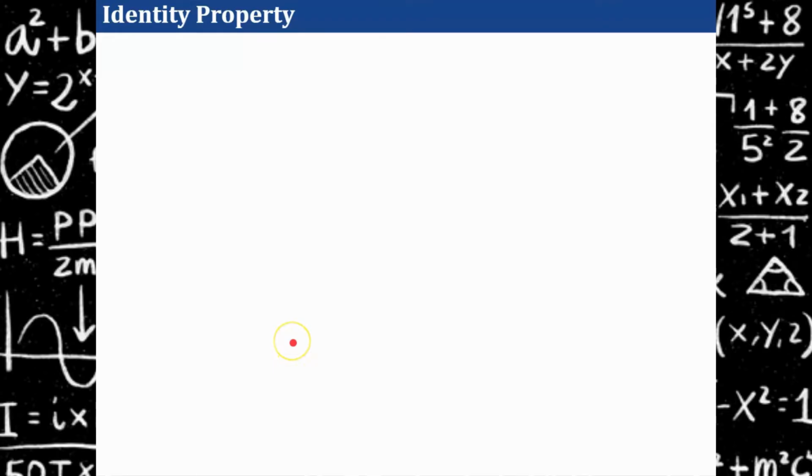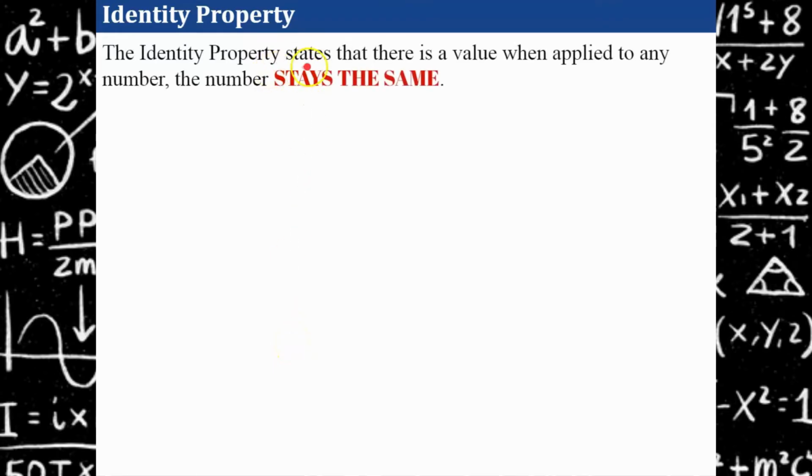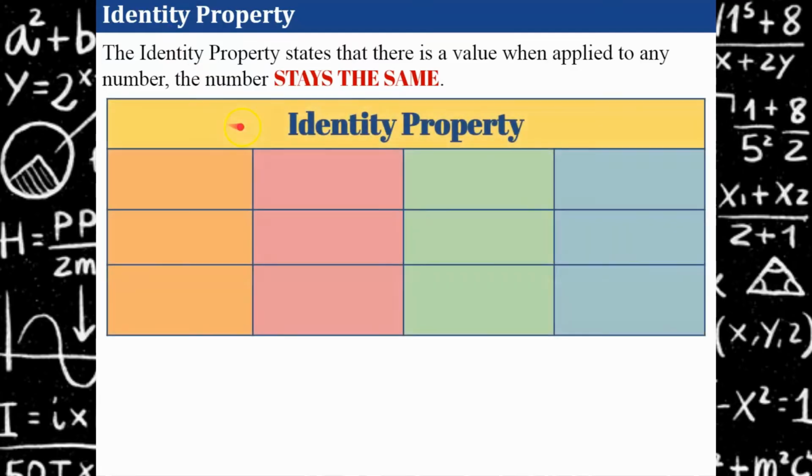So let's talk about the identity property. The identity property states that there is a value that when applied to any number, the number stays the same. So identity, no matter what you do to it, it will stay that identical number. There are 4 different identities. We have identity of addition, which states that any value A, when you add 0, you get A. And you could try this with all different numbers. Let's try 5. 5 plus 0 is equal to 5. Any value added to 0 will equal that value.